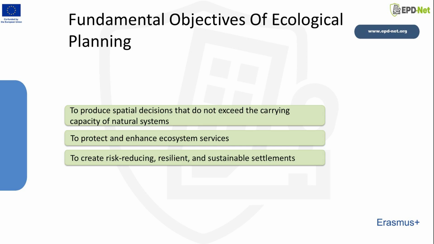The fundamental objective of ecological planning is to ensure that spatial decisions do not exceed the carrying capacity of natural systems. This approach aims not only to protect natural resources but also to maintain and enhance the continuity and quality of ecosystem services. By placing water, soil, climate, biodiversity, and ecosystem functions at the core of the planning process, ecological planning seeks to establish a balanced relationship between human activities and natural systems.